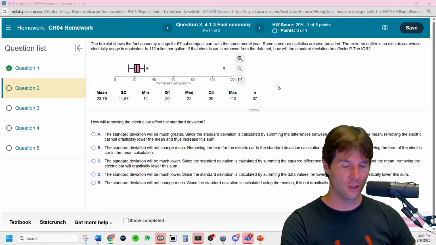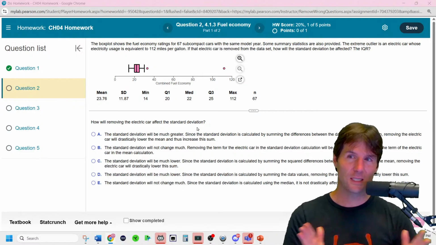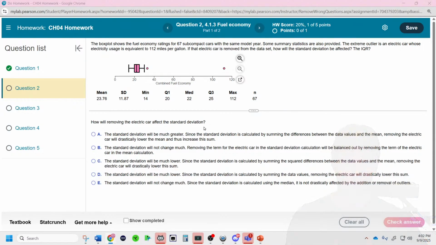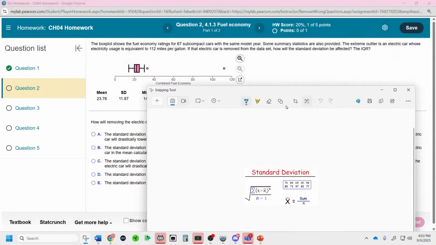Standard deviation is impacted by the mean, and so it will vastly impact it because the standard deviation is how much things deviate from the mean. So an outlier drastically impacts the standard deviation. If we look at the standard deviation formula, it is computed by observations' differences from the mean. I'll show it here on the screen. A nice picture someone has of it.